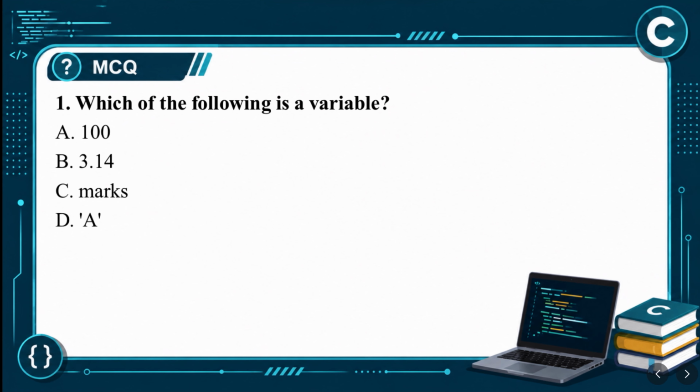Now let us see some of the MCQs. First one, which of the following is a variable? Variable means named memory locations. So here the name is marks, and this is the correct answer. 100 is a constant. 3.14 is also a constant. A is also a constant, but marks is a variable.